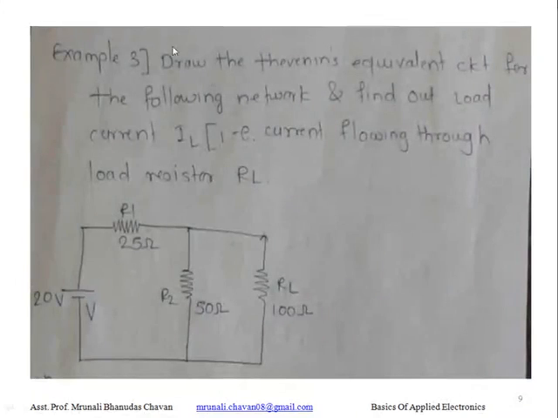Now, we will see another example. Here, draw the Thevenin's equivalent circuit for the following network and find out the load current IL, that is current flowing through the load resistor RL.